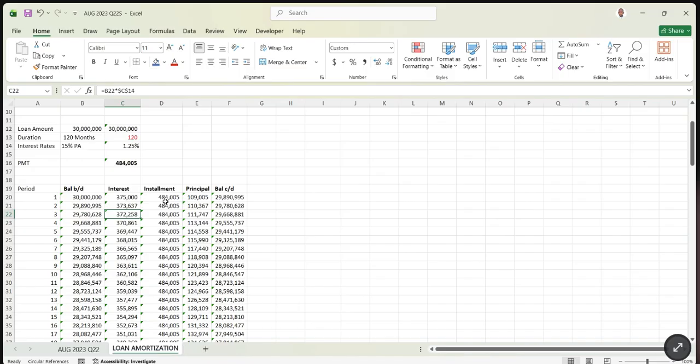The principal, I mean the installment column we are looking at. The installment here now, you can refer to this, then lock. Then for these others, there is nothing to lock. Is that okay?